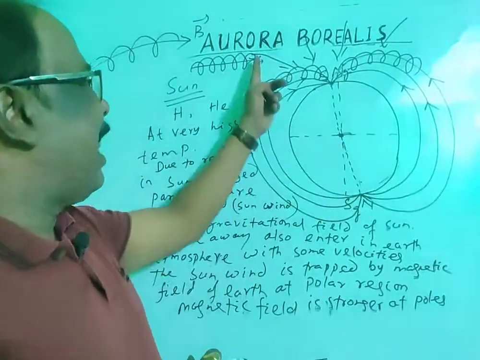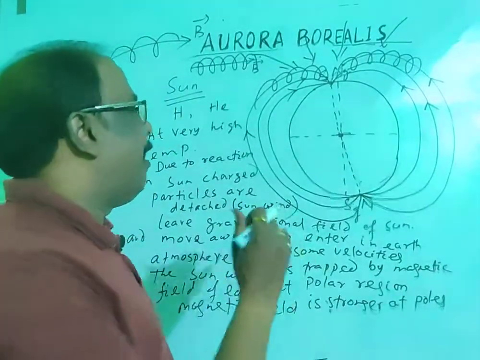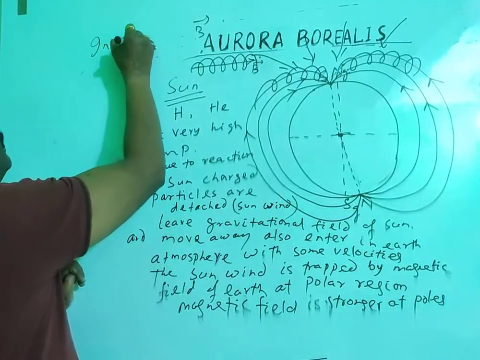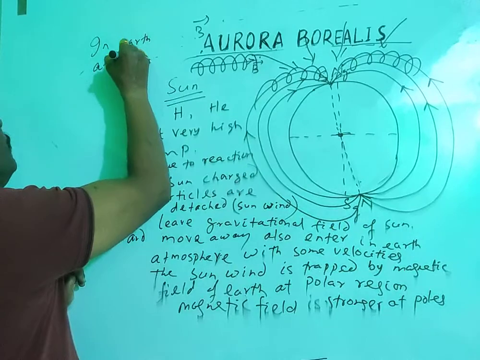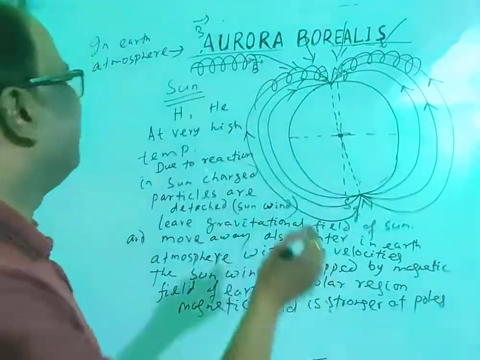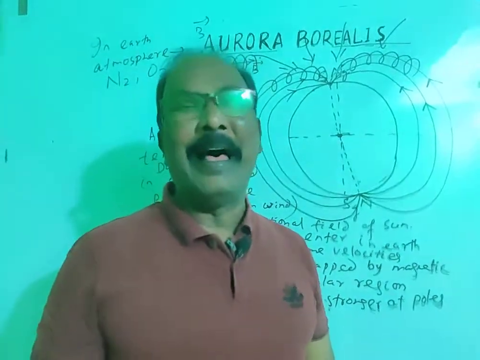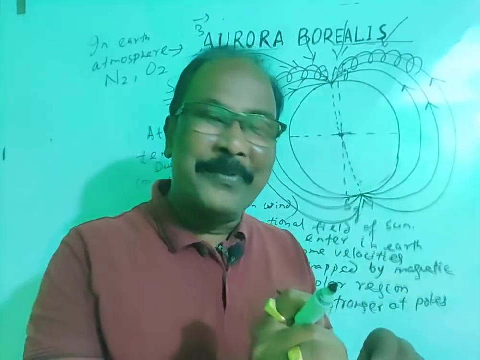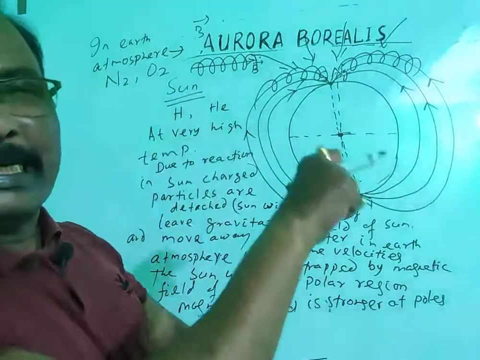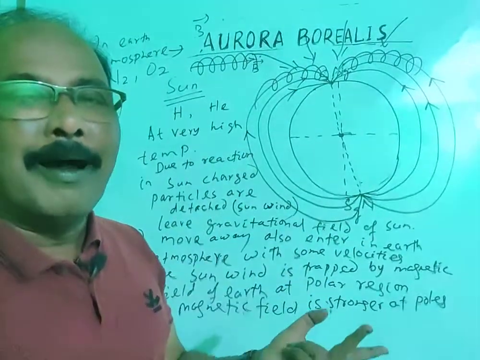Then what happens? As we know, the charged particles enter the Earth's atmosphere with very high velocity. And in the Earth's atmosphere there are many components of gas particles, mainly nitrogen and oxygen. So when the sun wind, the charged particles coming from the sun, interact with nitrogen and oxygen, they hit them.